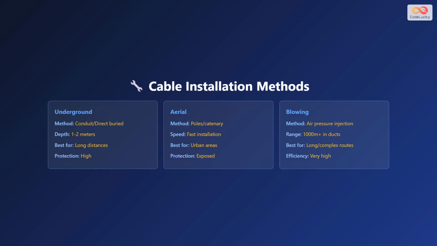Blowing installation, also called jetting, uses air pressure to push fiber optic cables through existing ducts at speeds of up to 1,000 meters per run, making it extremely efficient for long and complex routes through buildings and streets. Each method has trade-offs between cost, installation time, protection level, and suitability for different environments.